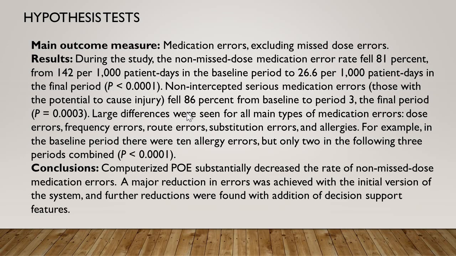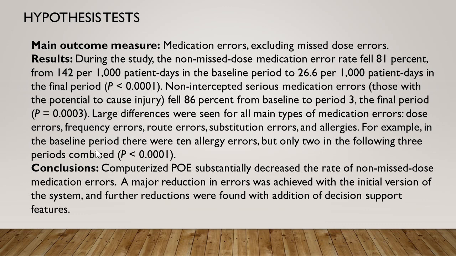And then they looked at some other areas here. Non-intercepted serious medication errors fell 86%. Notice that the p-value was 0.003, which is much less than 0.05. That's a highly significant result. So there's only 3 samples in 10,000 that would be as extreme or more extreme than the sample. So it's only 3 in 10,000 that this is by chance. Only 1 in 10,000 that this result is by chance.